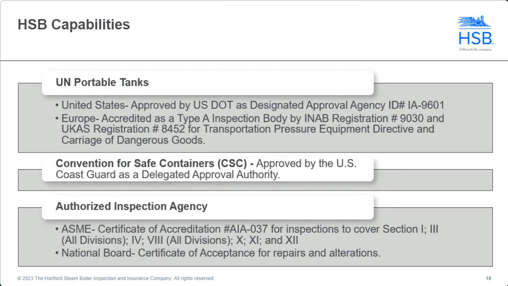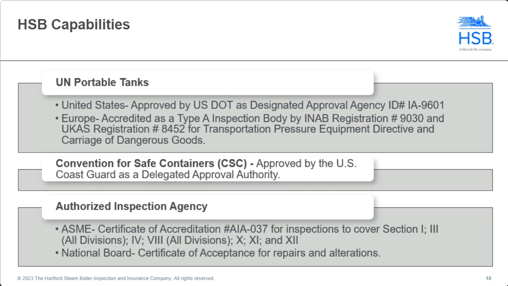Okay, so this is just a summary of HSB's capabilities for inspection of the manufacture of UN portable tanks and inspection of UN portable tanks, and for periodic inspection as well. So I highlight that for UN portable tanks, our approval as a designated approval agency comes from US DOT. For Europe and England, we're accredited as an inspection body by INAB and UKAS for the carriage of dangerous goods.